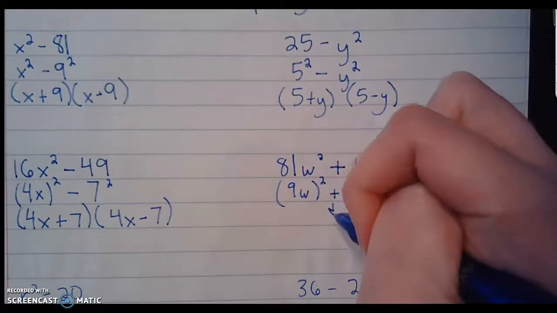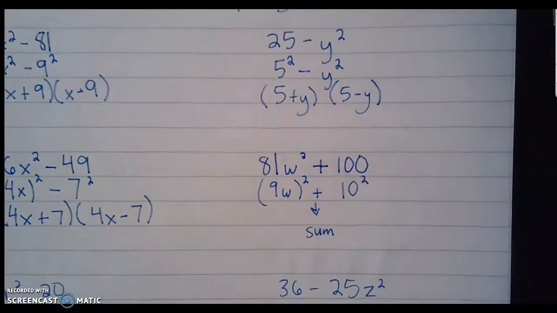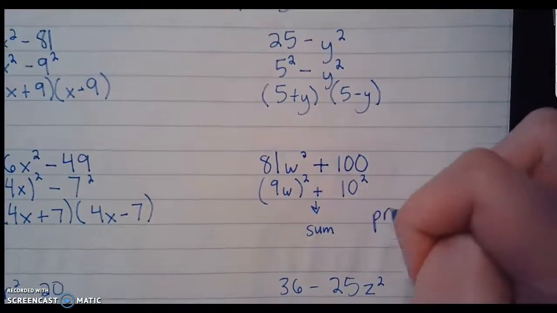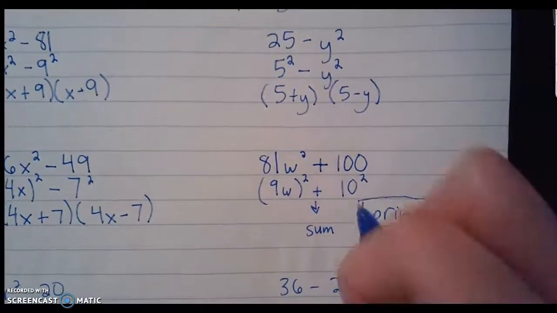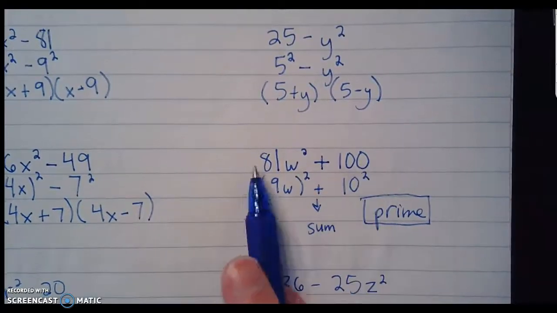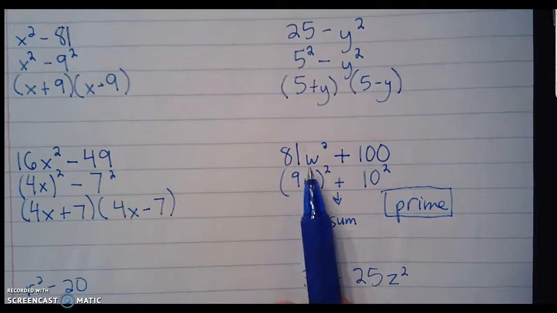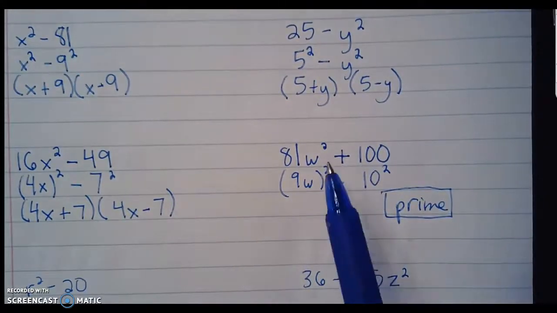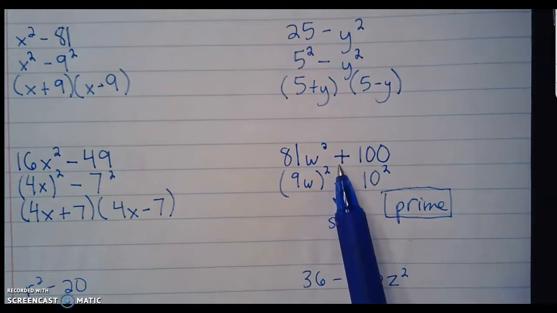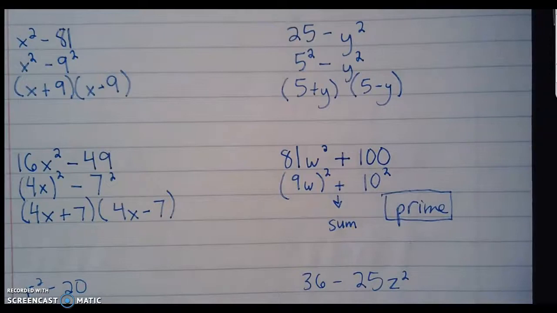Since this is a sum of perfect squares instead of a difference, that means that the original binomial is prime. I cannot factor this. It does not have a GCF, and it's not a difference of squares, it's a sum of squares. So if you ever notice an addition symbol, we've got to be careful. We're going to look at that being prime.